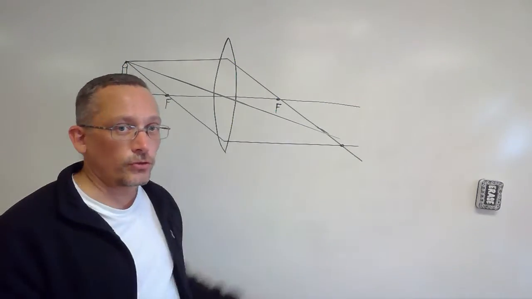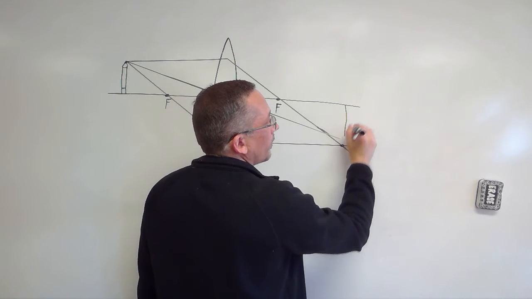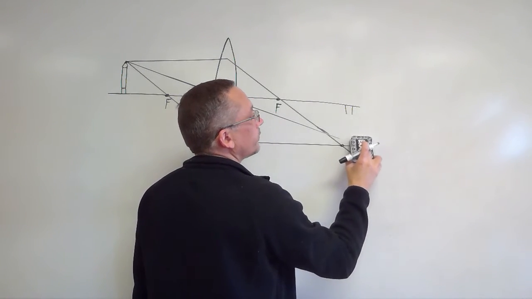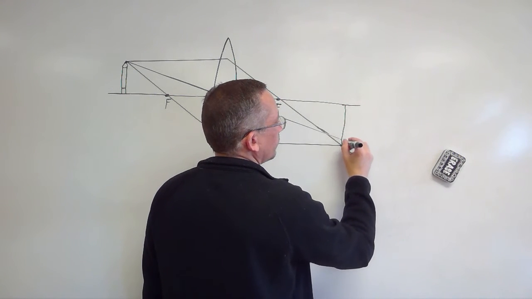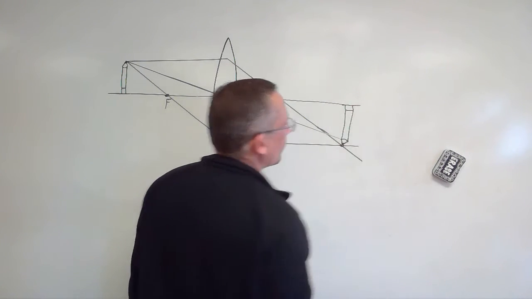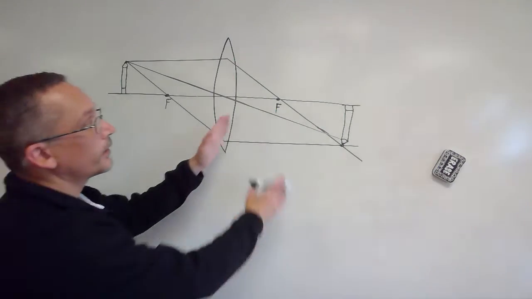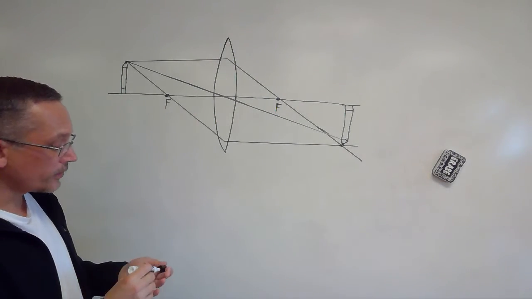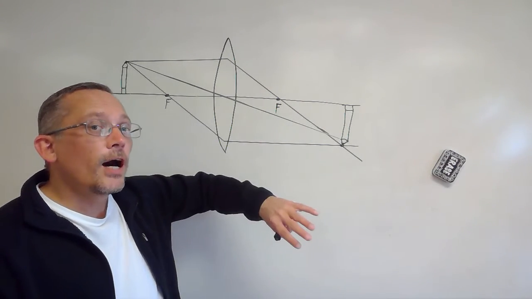So what I'm going to do is draw my image here. Since it's below the principal axis, I can see that my image is going to be upside down. I can draw that better. Okay. You can see my image is upside down. It looks like it's larger than the object, and it looks like it's further away from the lens than the object was. It's called a real image.